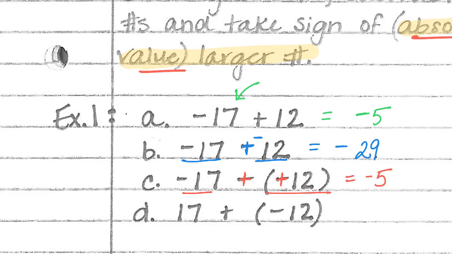The last one, positive 17, negative 12. Take the sign of the larger. We know it's going to be positive. 17 minus 12 is positive 5. How'd you do?